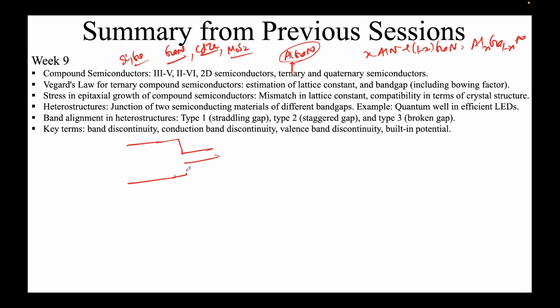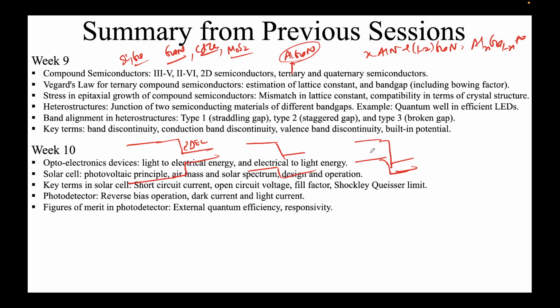If you join them, we make a metallurgical junction, you have a heterostructure. So we saw 3 types. This is type 1. The other type can be something like this, the staggered type, and there is a third type which is more extreme, something like this. This is called a broken gap, and this is known as delta EC, the conduction band discontinuity. I'm not drawing the built-in potential, but they will be there, right?